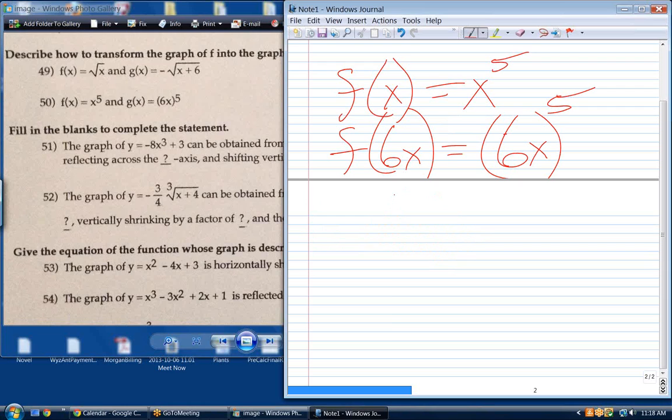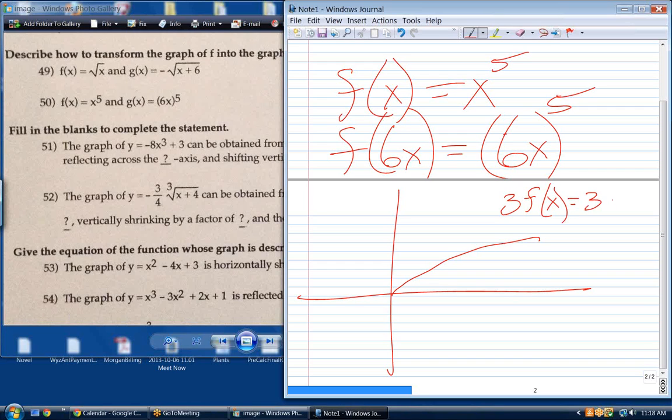If I had y equals square root of x, and I say, draw for me 3 times f of x, which would be 3 square roots of x. Well, because this 3 is greater than 1, it acts as a vertical stretcher. In other words, every point that would have been there is 3 times higher. So if a point would have been there, it's way up there. So this has the effect of that. That would be a vertical stretch.